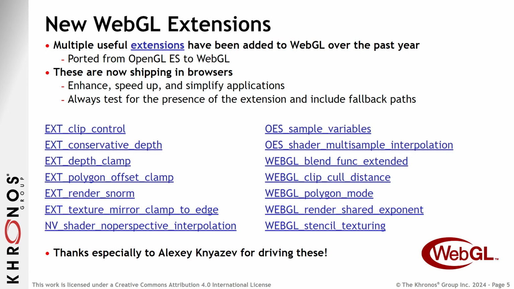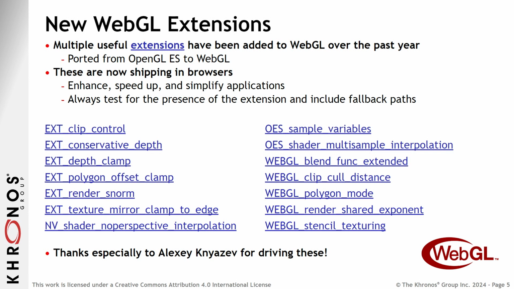There are about 14 new WebGL extensions that were developed over the past year or so, thanks mainly to Alexei Knyazev, who's independent but works a lot with Khronos. He basically poured through the OpenGL ES extension registry, found all the useful ones that were low overhead to implement, and now they've been implemented in WebGL. A few of them have had name changes, like clip cull distance, even render shared exponent, because they were trimmed down from the native specifications a little bit to be more portable on the web. But basically, these are all in Chromium or Chrome right now.